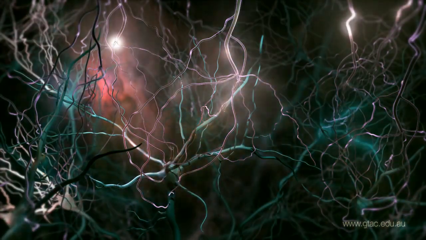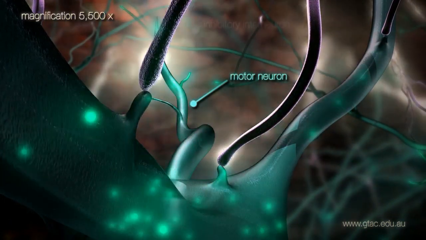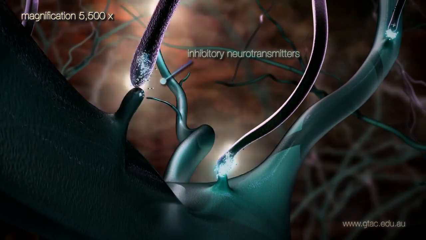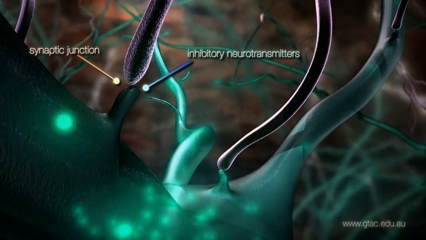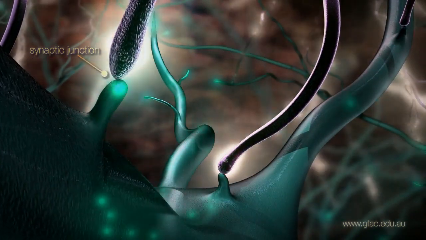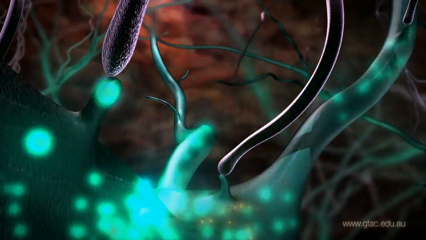To see how the toxin exerts its effect, we will zoom in on a synapse between a motor neuron and an inhibitory interneuron. The interneurons release inhibitory neurotransmitters into the synaptic junction. These prevent the firing of motor neurons so that the muscle fibres they control do not constantly contract.